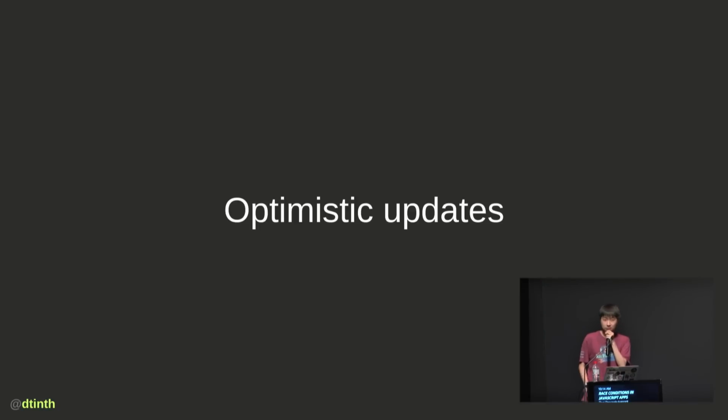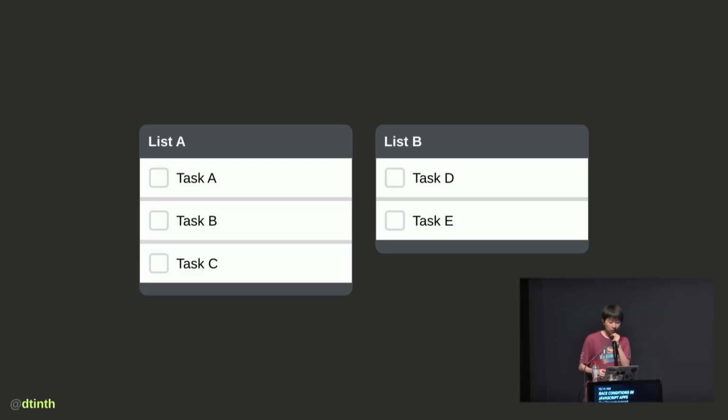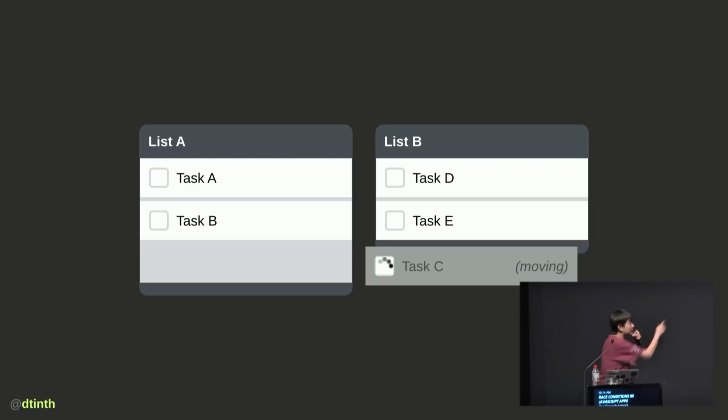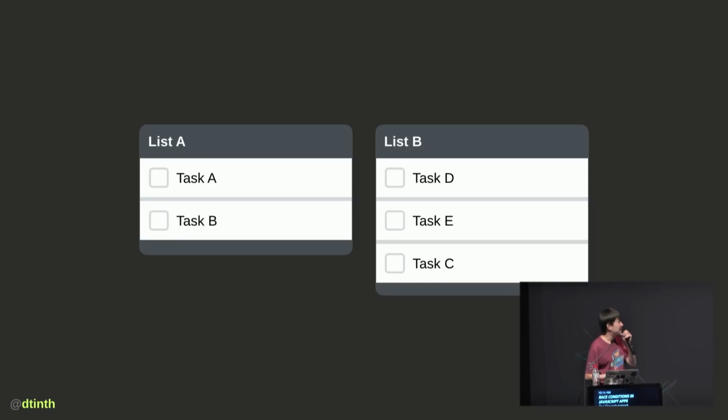And it has to do with something called optimistic updates. So for example, our app provides a Kanban board. And suppose that you drag a task from one list to the other. You wouldn't expect the task to go into the loading state, right? Well, no, you expect the task to just snap right into the new list.